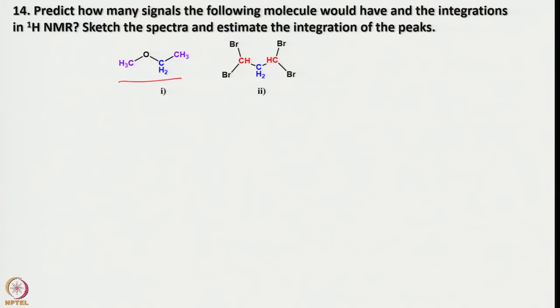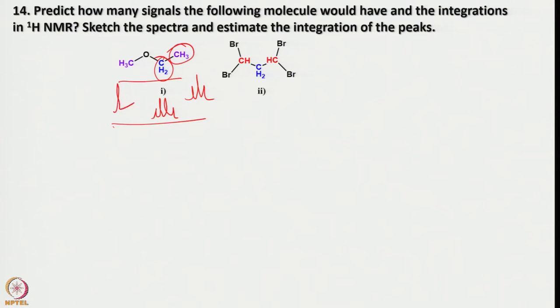And then how it is going to look: this would be split by this one to give a quartet. So this will give a quartet, and then this will give a triplet, and this will also give a triplet, but this is slightly downfield. In the same range, they appear like this. So this is how the spectrum is going to look. And then this is not coupled, so you should be able to get a single resonance here.